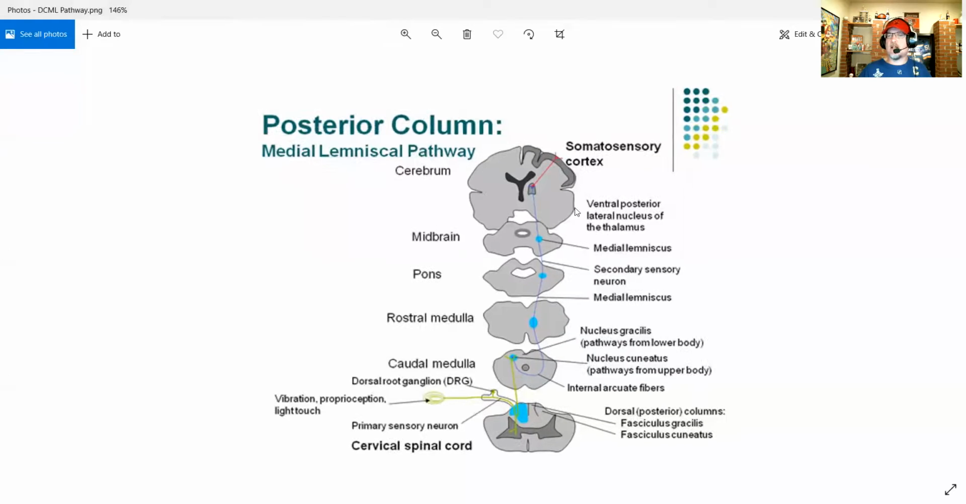Okay, now I'm going to share that screen. What you should be seeing now, let me blow it up a little bit, is the posterior column, also known as the dorsal column, or the dorsal column medial lemniscus pathway. First order. Now we have three orders of connections.